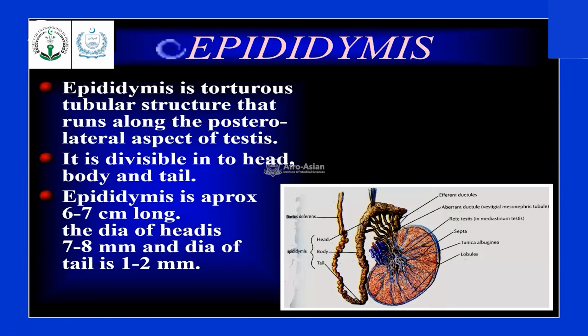Then is the epididymis. Epididymis is a tortuous tubular structure that runs along the posterior lateral aspect of testes. It is divided into head, body, and tail. Epididymis is approximately 6 to 7 centimeters long. The diameter of head is 7 to 8 mm and diameter of tail is 1 to 2 mm.